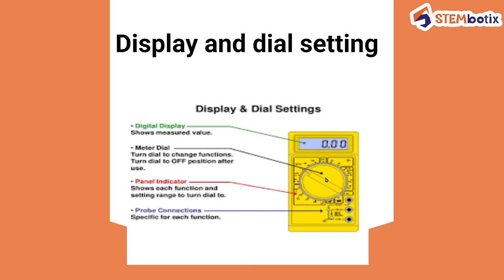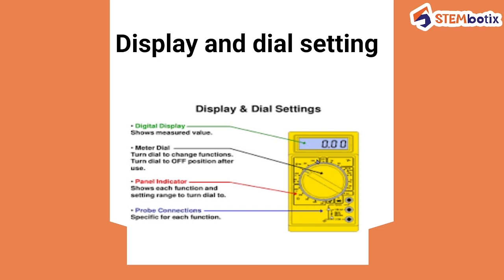Then the meter dial. It turns the dial to change functions. Means if you want to measure AC voltage or DC voltage or the resistance of an unknown resistor, this dial enables you to move through different functionalities. Also this dial is used to turn off your multimeter. If you set your dial vertically straight, then it will turn off your digital multimeter.